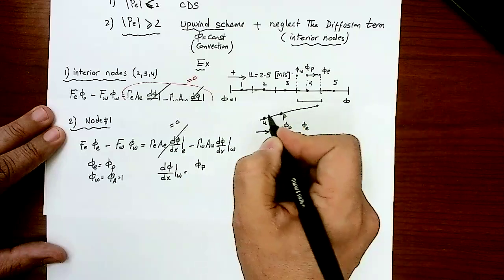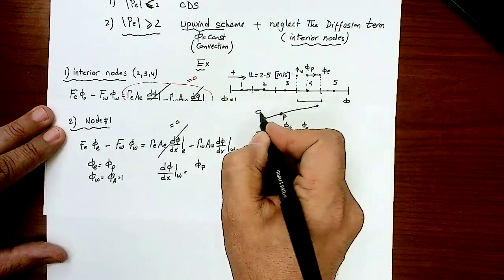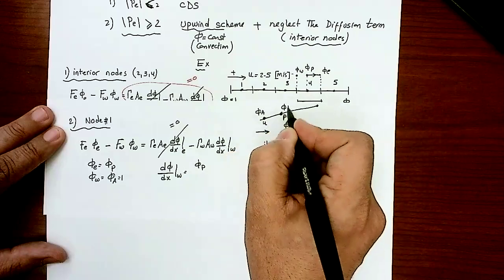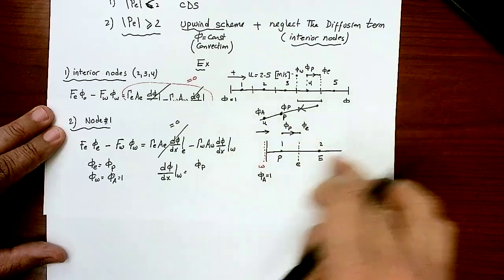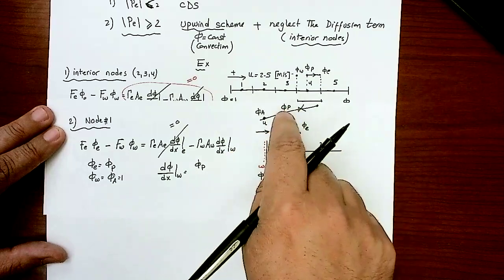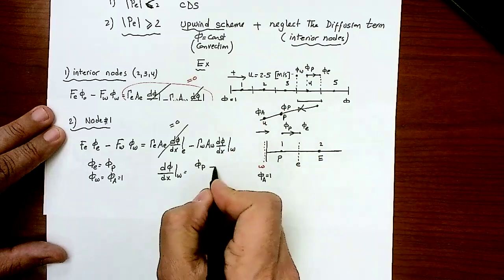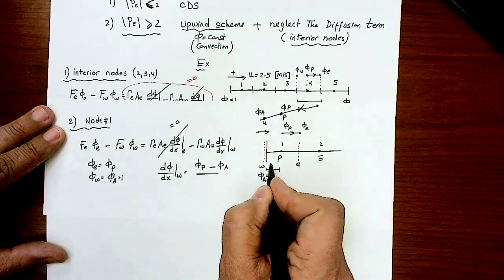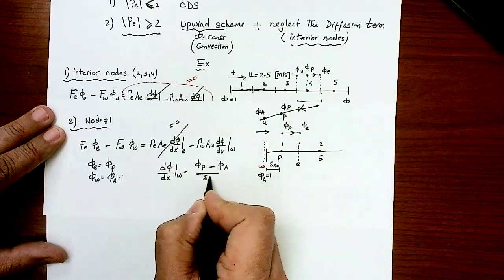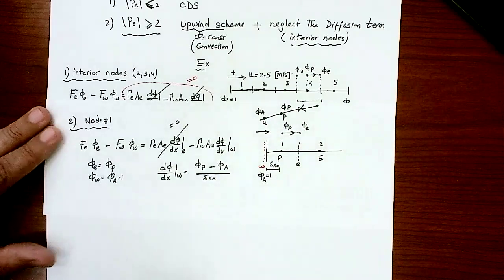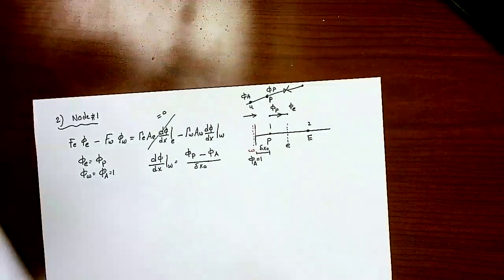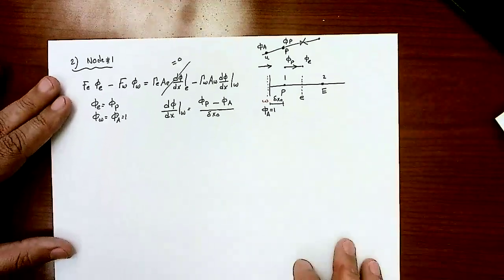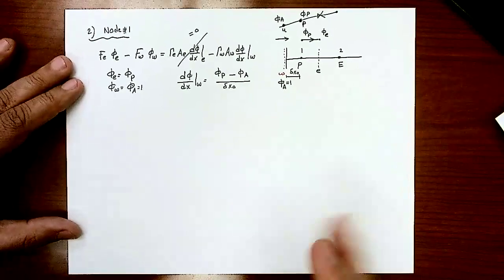This is P, this is phi A, this is phi P, right? I don't care about the diffusion into the interior node, so it will be phi P minus phi A divided by the distance here, delta X node. So now I don't need that anymore. I can go and write down the full equation.